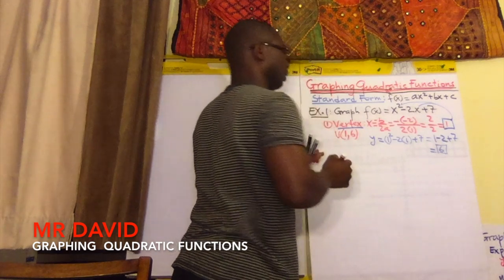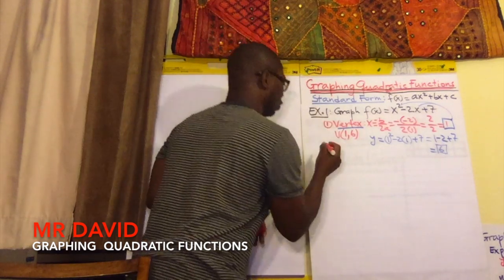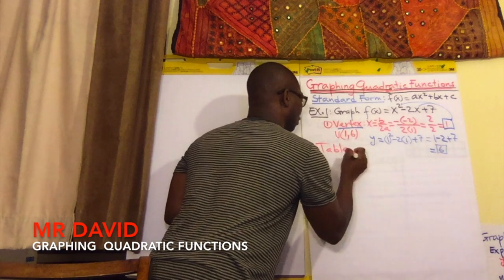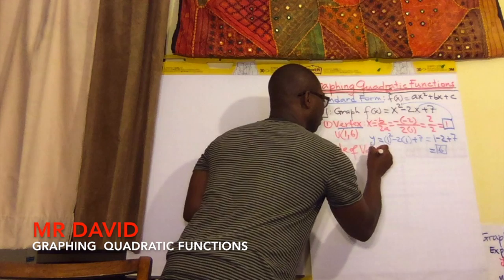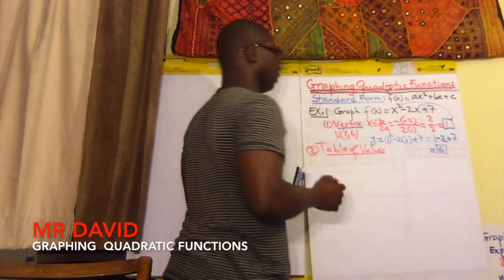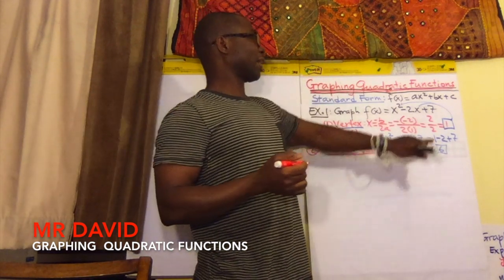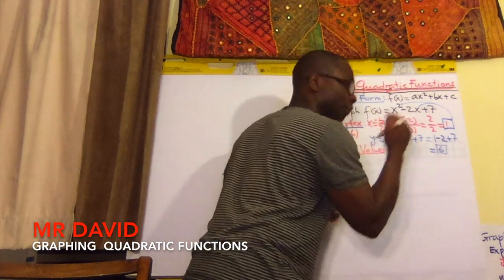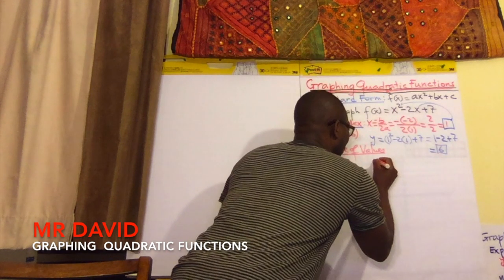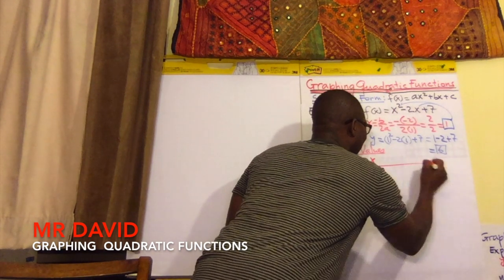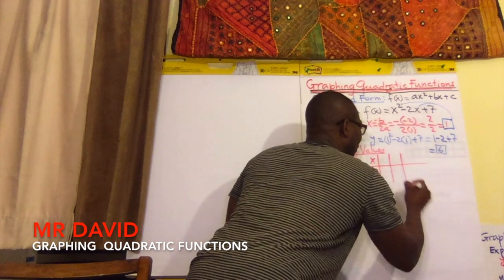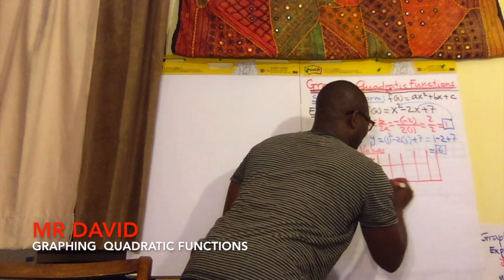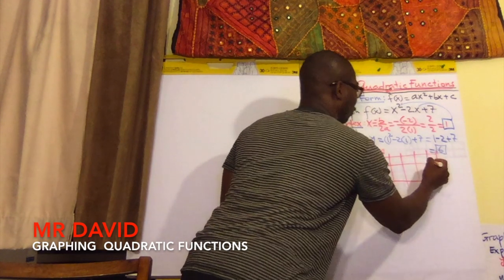Okay, that's the point. Step 2: go straight to the table of values. How do we make the table of values? We take our vertex and put it in the middle of the table. The table needs 5 values, so x, y. I'll put the vertex in the middle and pick 2 numbers after and 2 numbers before the vertex.